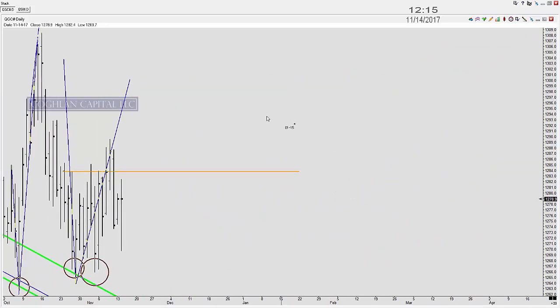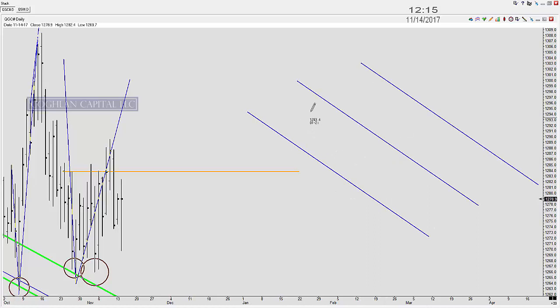Let me drag the lines over. We have a channel. This is gold in the original channel. Remember when I said 1 and 2? So this was our original channel. We breach to the upside, get resistance that looks something like this, and we come back down, see support in this area here.